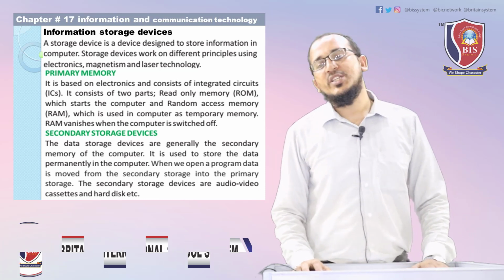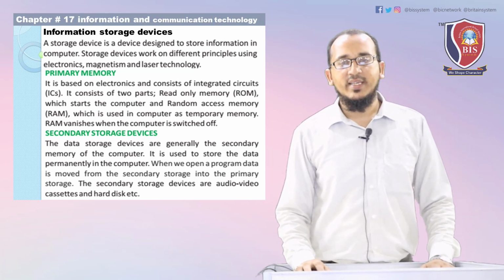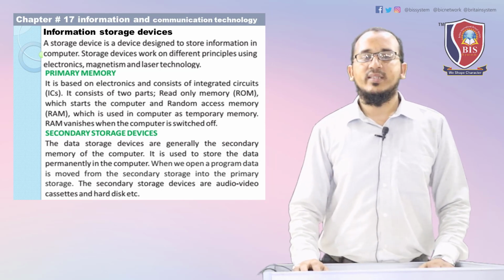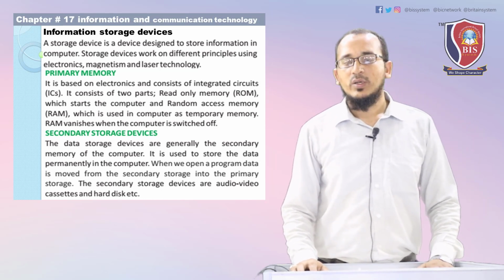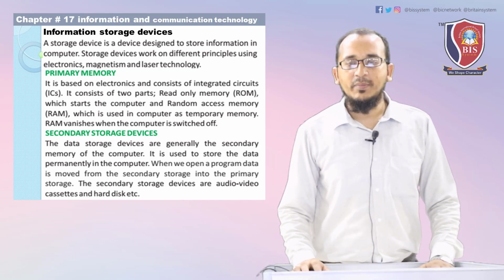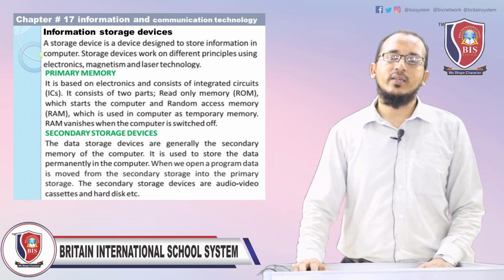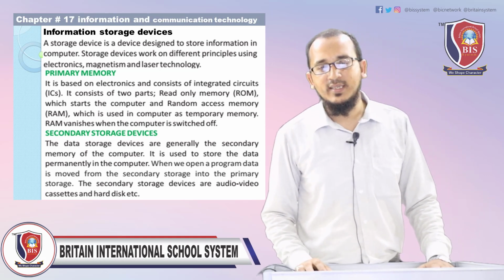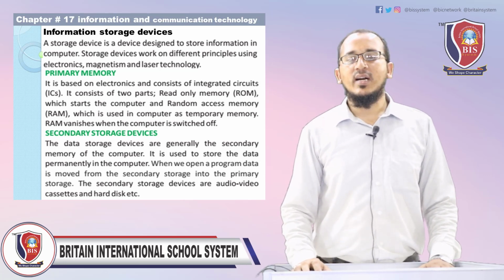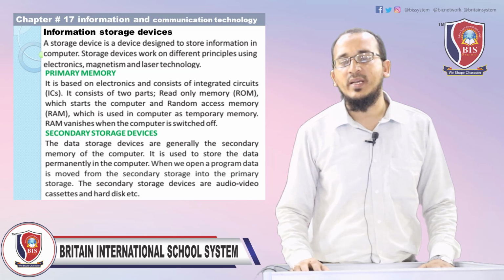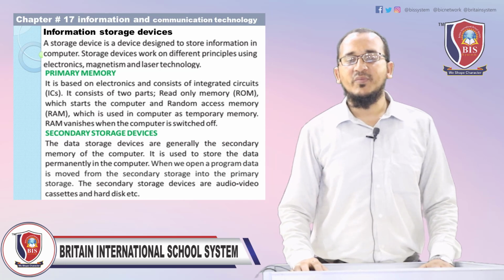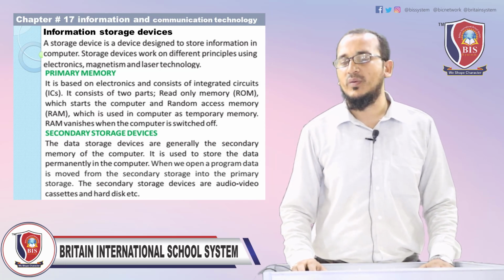Next question is information storage devices. A storage device is a device designed to store information in a computer. Storage devices work on different principles using electronics, magnetism, and laser technology. Primary memory is based on electronics and consists of integrated circuits, ICs. It consists of two parts: read-only memory, ROM, which starts the computer, and random access memory, RAM, which is used in the computer as temporary memory. RAM vanishes when the computer is switched off.